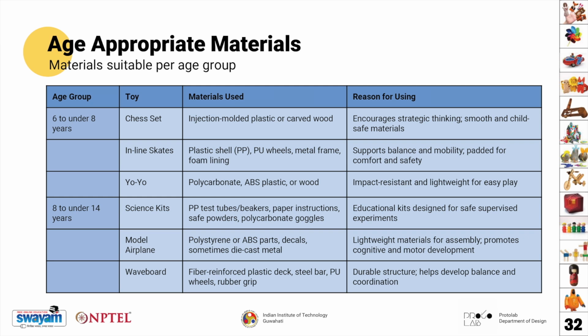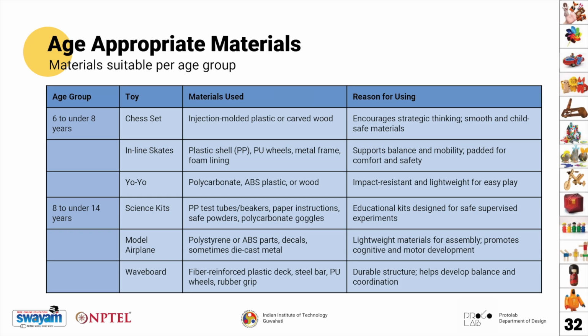And for older children in the 8 to under 14 years age group, toys become more educational, technical, and skill oriented. Science kits are designed using polypropylene test tubes and beakers, paper instruction manuals, safe experiment powders, and polycarbonate safety goggles. These materials ensure safe, supervised experiments, encouraging curiosity and interest in science and learning.